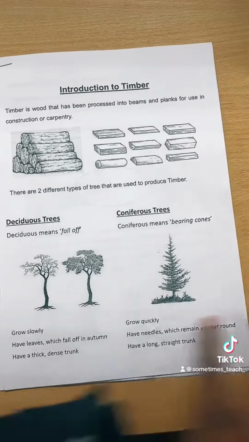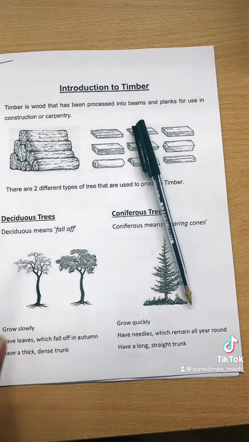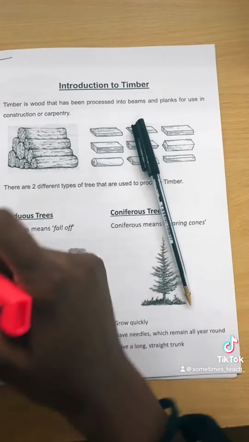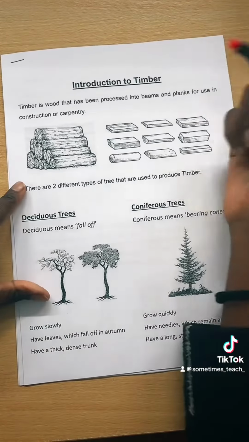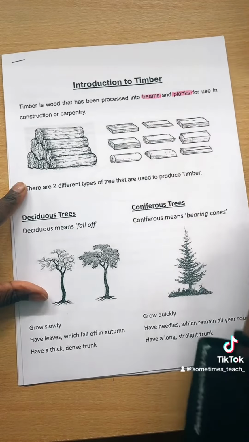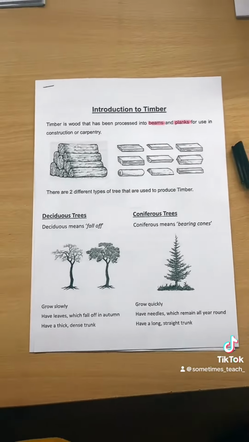So we'll just do a quick introduction to timbers, even though I know you guys have done this before. Take your notes. So timber is wood that has been processed into beams or planks. And these are two different ways that you can buy them in the shops, yeah?